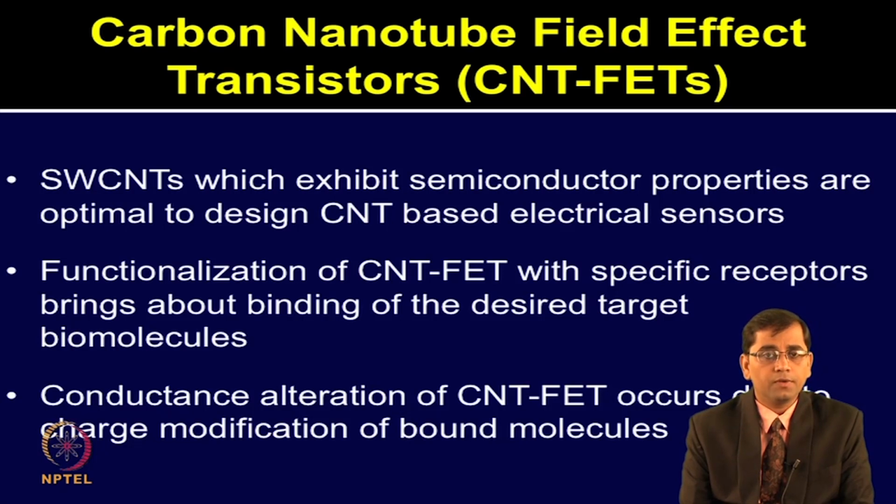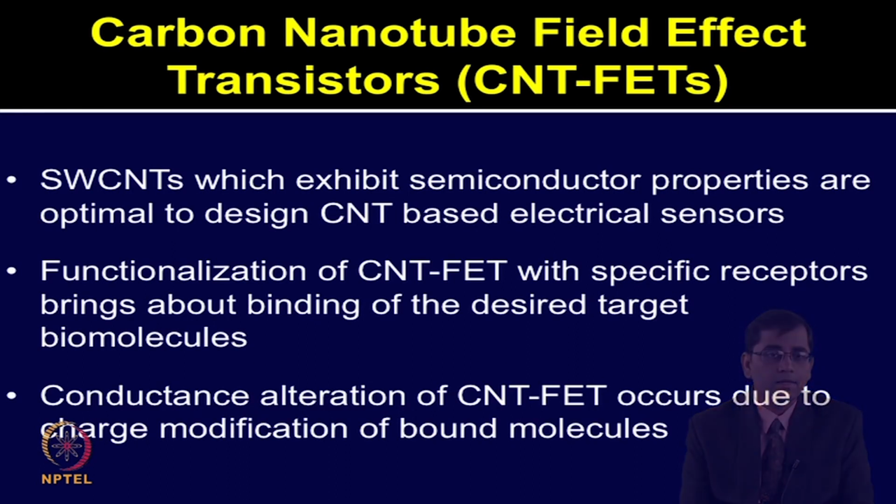The functionalization of carbon nanotube field effect transistor with a specific receptor brings about binding of the desired target biomolecules. For example, we can immobilize the surface with a specific receptor antibody and then target proteins can be used to detect the binding. The biomolecular binding can be monitored by looking at the changes in conductance. This conductance alteration of CNT FET occurs due to the charge modification of bound molecules.